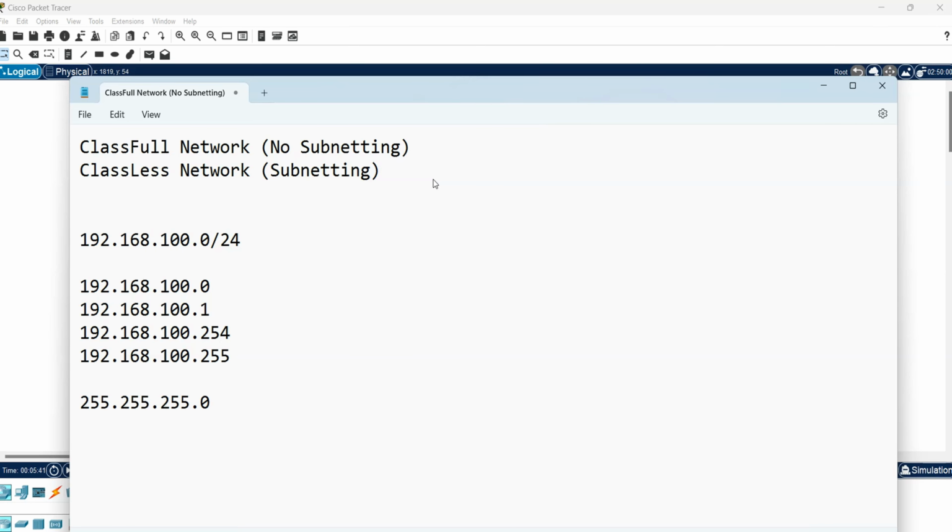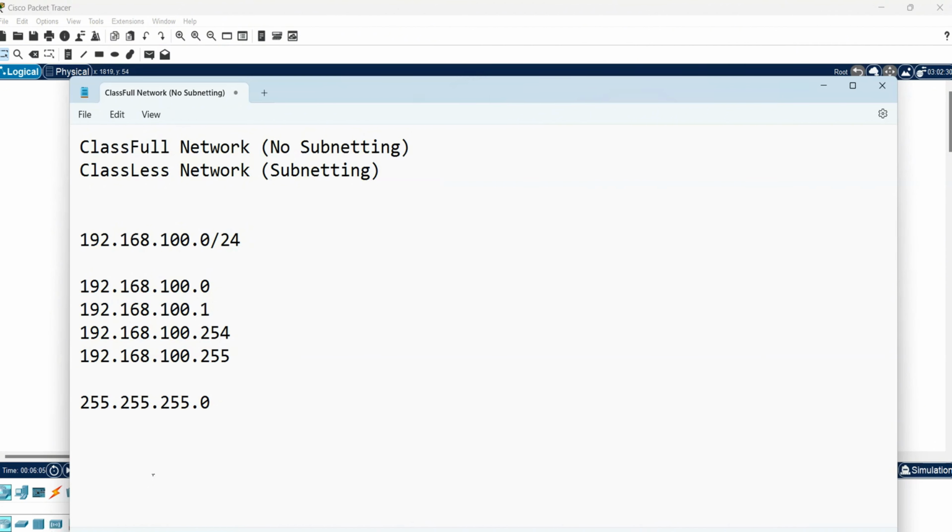Now, why would I do that? It could be because I want to have my printers on one network, my cameras on one network, my laptops and desktops on another network, my phones on another network. Or I could say, I want every department to be on a different network with the hosts that I'm looking for. I'm not looking for 254 hosts. Okay. So, for example, watch this.